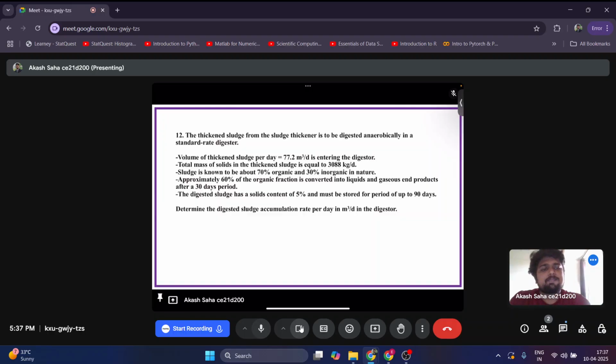Whereas the inorganic solids, or the inorganic substances, will remain as they are. They will not get digested, or removed from the system. So the 30% inorganic that is there in the digester will remain as it is, whereas out of the 70% organic that is there in the system, 60% of it will get removed, or digested into liquids and gaseous end products. So that is the main thing that you have to take care of.